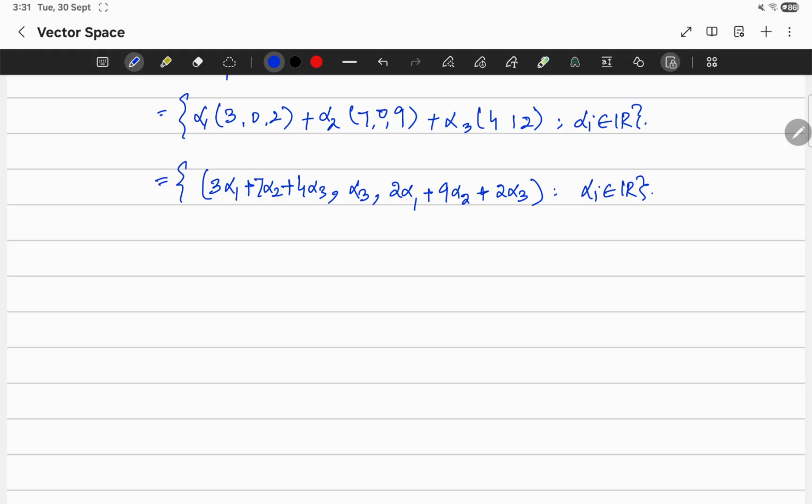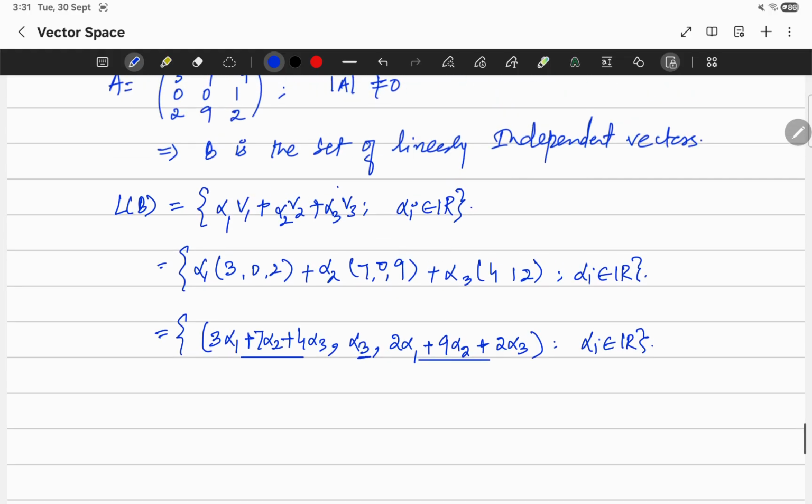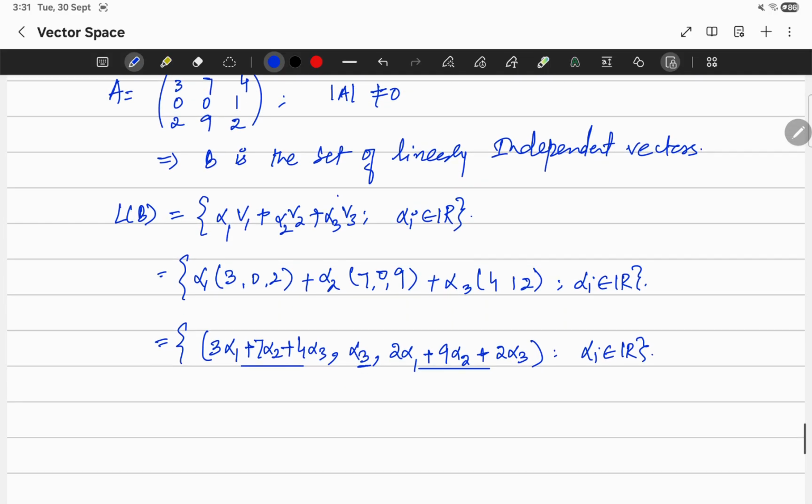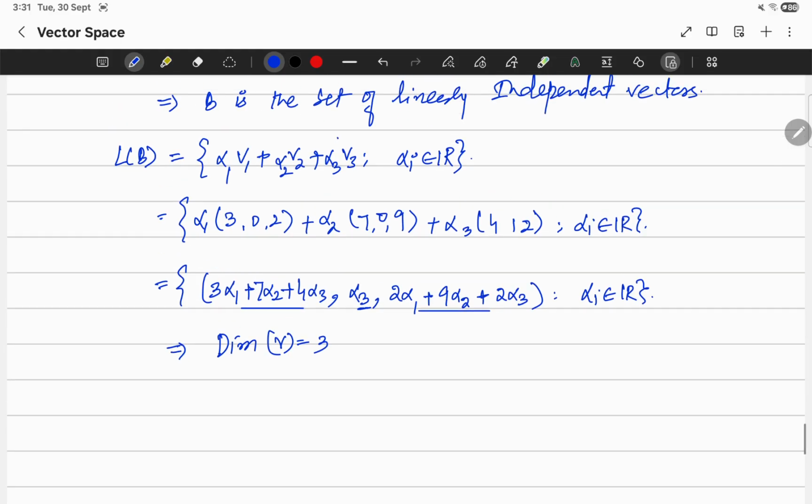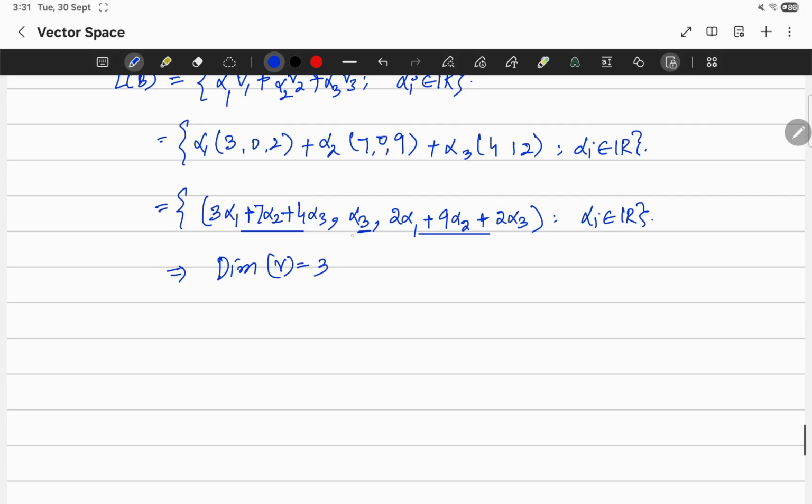Since these alphas are from the real line, each of these entries is a real number, and we have seen that these vectors are linearly independent. So it means that the dimension of V is equal to 3. This linear span also has dimension 3, because all 3 vectors are linearly independent, so it spans the whole vector space. So this is your whole R3.